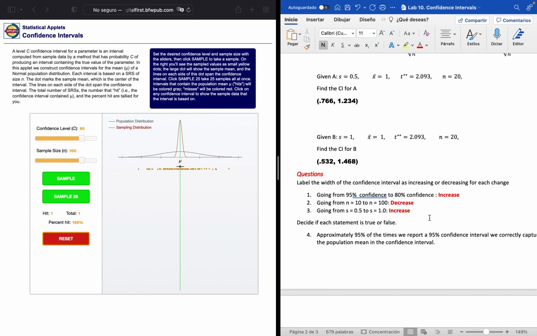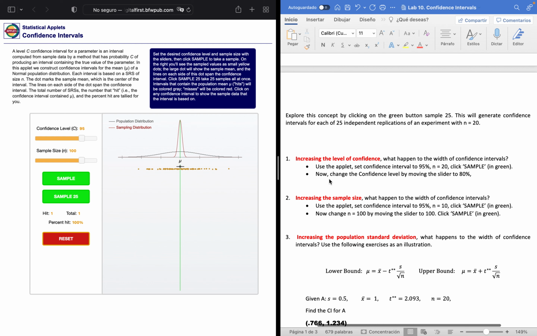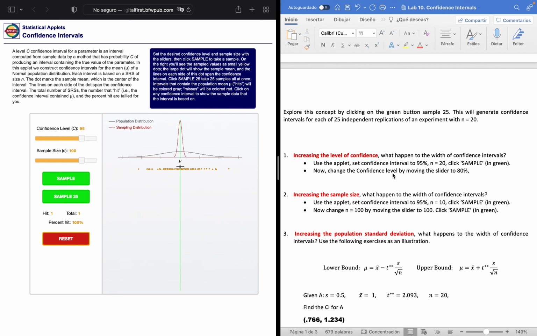So going from 95% to 80%, no, wait a minute. I'm sorry. I got confused, so let me do it again, the first part. Increasing the level of confidence. So we went from, why does it say increasing here? It's supposed to be decreasing from 95 to 80%. So I'm sorry, let me repeat this experiment, all right?